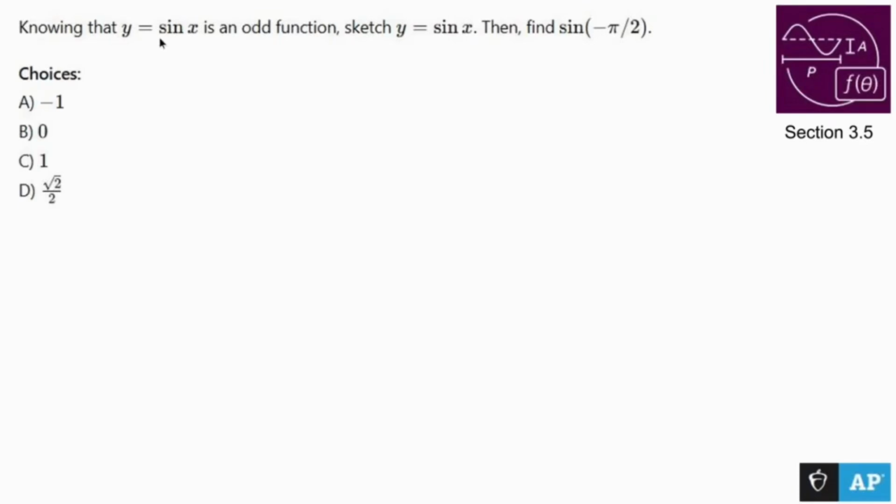Knowing that y equals sine x is an odd function, sketch y equals sine x and then find sine of negative pi over 2. So let's do this. Let's focus on just the positive version of this. Sine starts at 0, 0, peaks out, bottoms out, repeats. Okay, so it repeats every 2 pi.